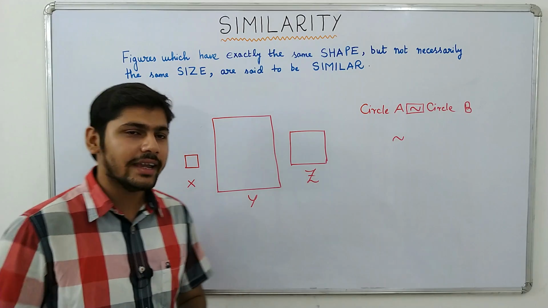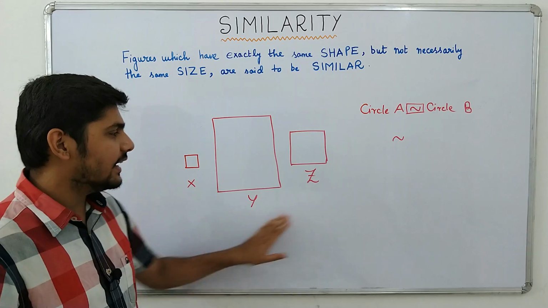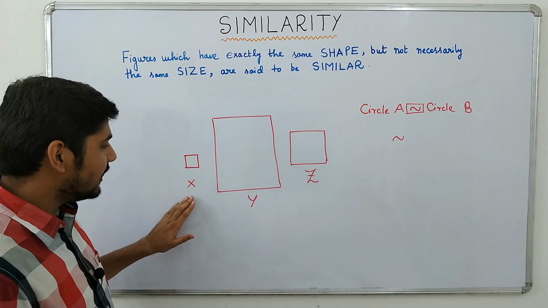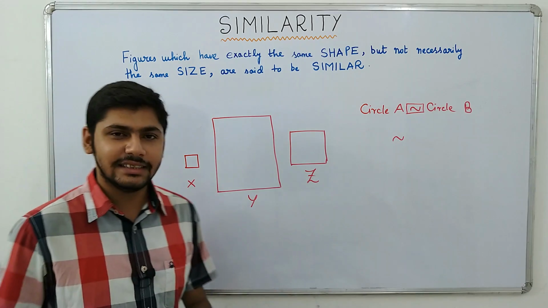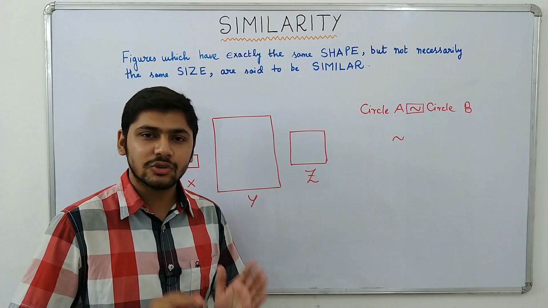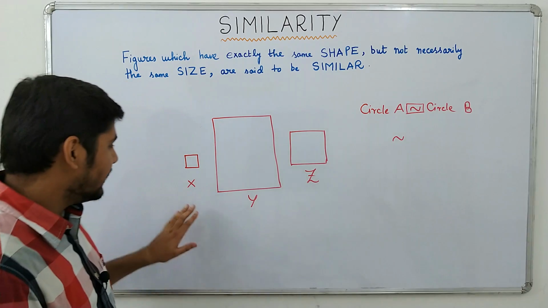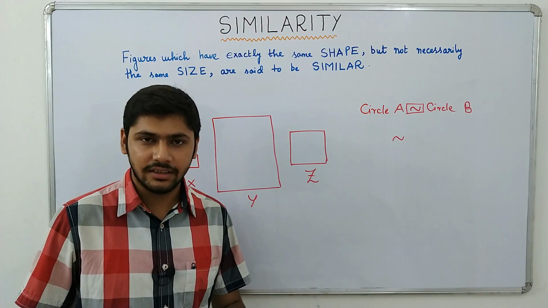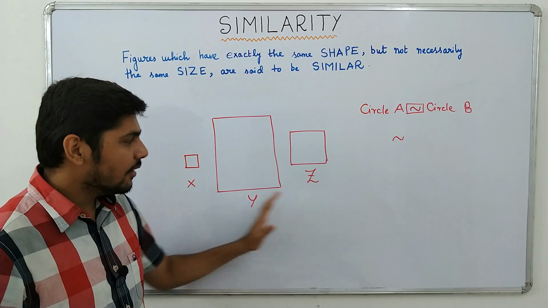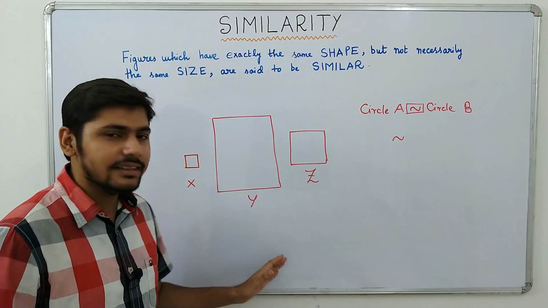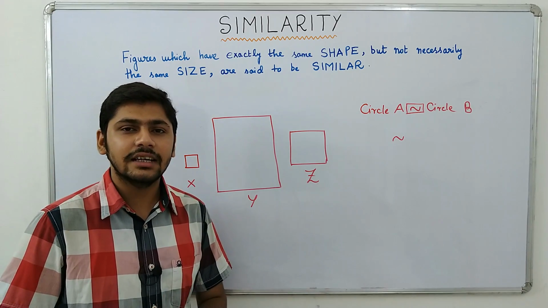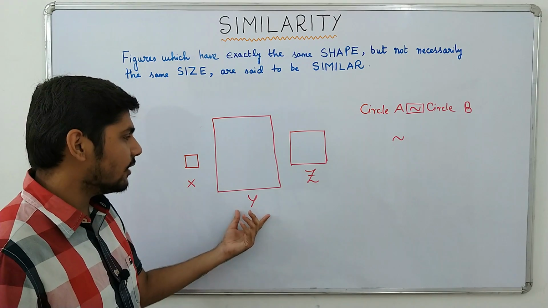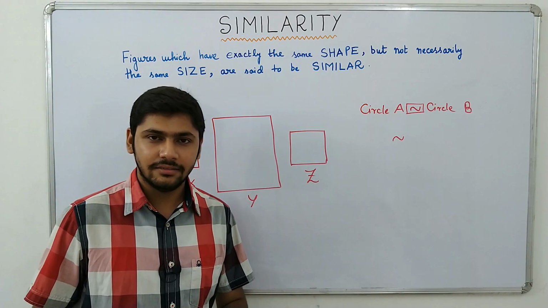Yes, over here also I can say that figure X, Y and Z are similar to each other because you can see the shape of figure X, Y and Z is same. All the 3 of them are squares. Okay. So figure X, figure Y and figure Z are similar to each other. The sizes may be different, but as long as the shape is exactly the same, the figures are said to be similar. So basically figure X is similar to figure Y and similar to figure Z.